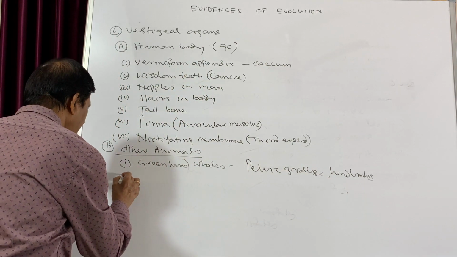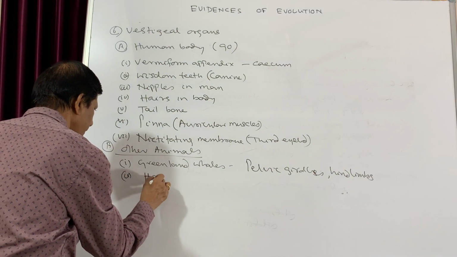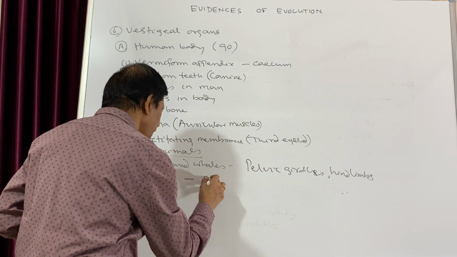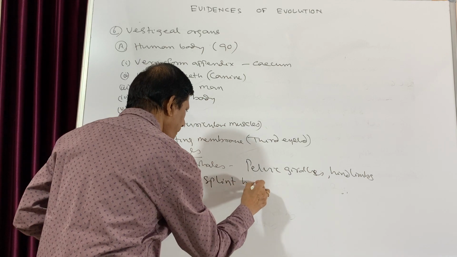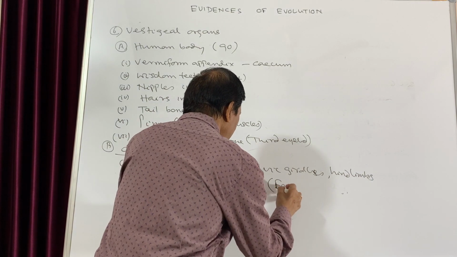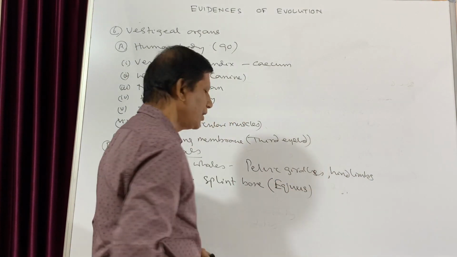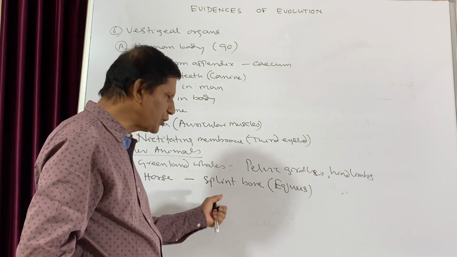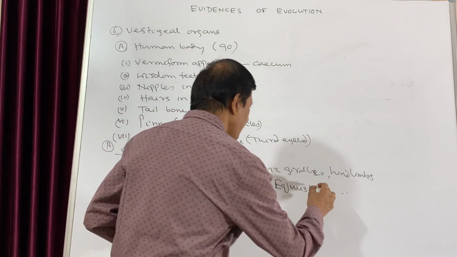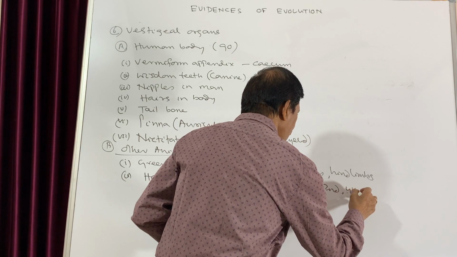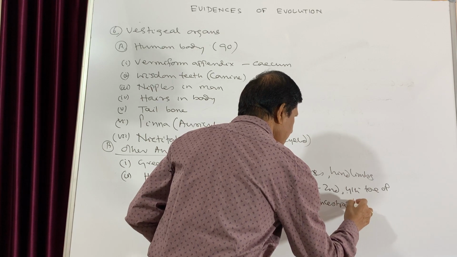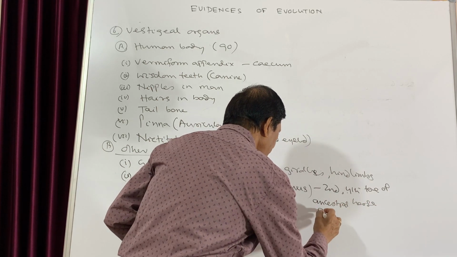Now the second example we can take is that of the horse. In the modern horse, which we can call Equus, there is a presence of the splint bone. This has been converted to splint bone from the second and fourth toe of the ancestral horse, that is Eohippus.